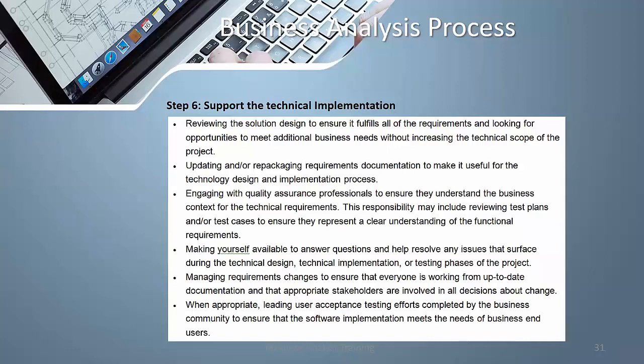So you review the solution design with your architect, technical architect. You review the design so that they are also thinking in the same way as you have heard from the customer. Update or repackage requirements documentation to make it useful for the technology design process. Okay? Engage QA persons, right? Well, that's what we discussed. You work closely with QA to ensure that business context and the technical requirements are in sync. You are available for your technical team if they have any questions to ask regarding the requirements that you have given to them.